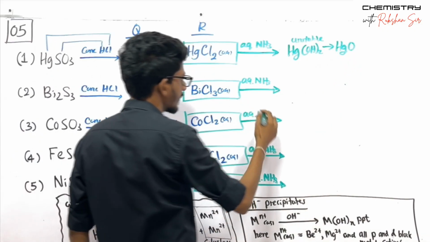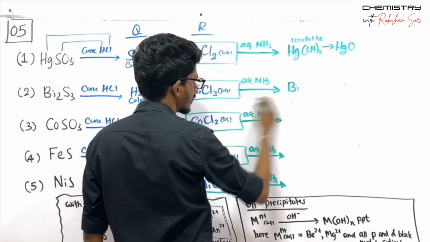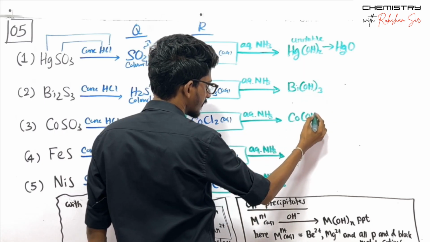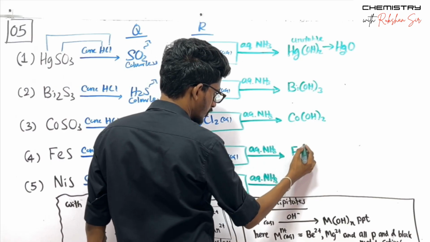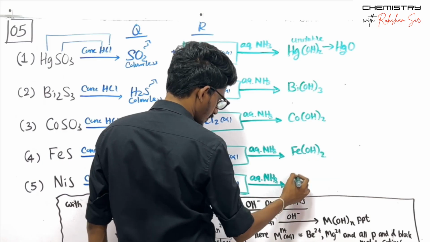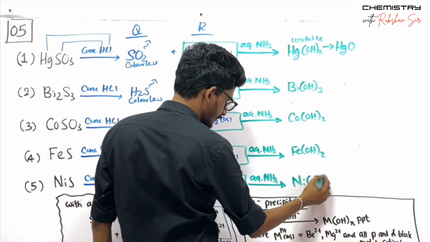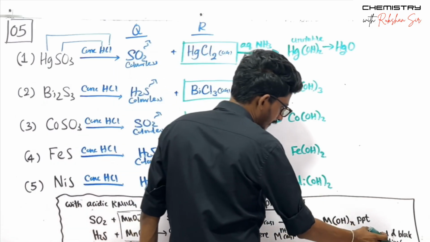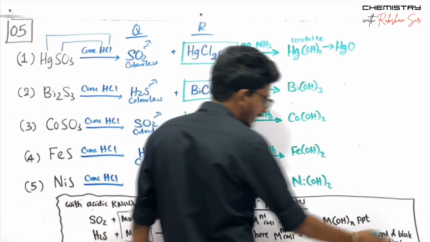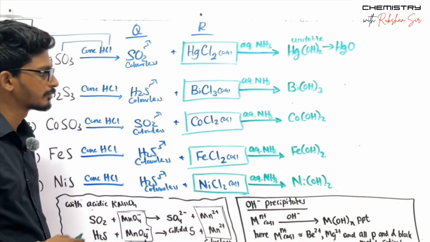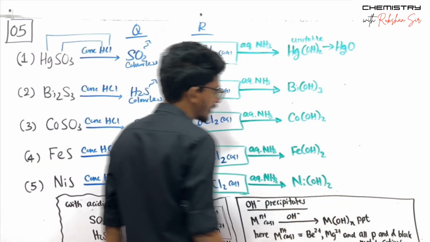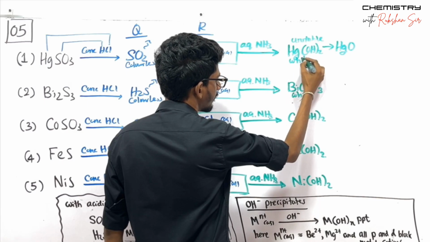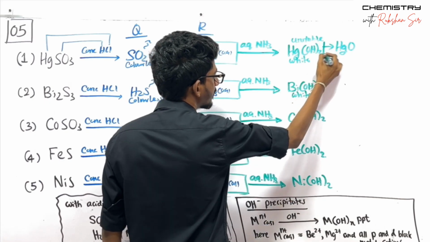And here we come up with bismuth hydroxide, cobalt hydroxide, Fe(OH)2, nickel hydroxide. Right? So P block species are not with colors, but normally D block guys are with colors, other than the D10 confusion, right? So this is white. P block species are white.